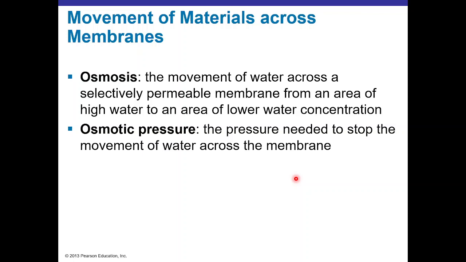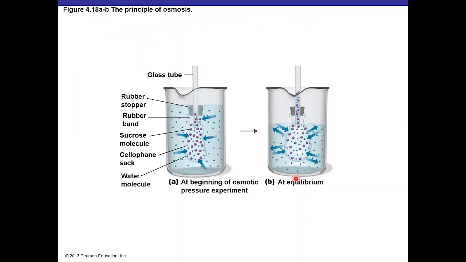Once water moves, it will not move indefinitely. It will be stopped by a physical force that we know as osmotic pressure, which helps to prevent the movement of water across the membrane when it's not necessary. And this is also one of the typical examples that is used to show the principle of osmosis.